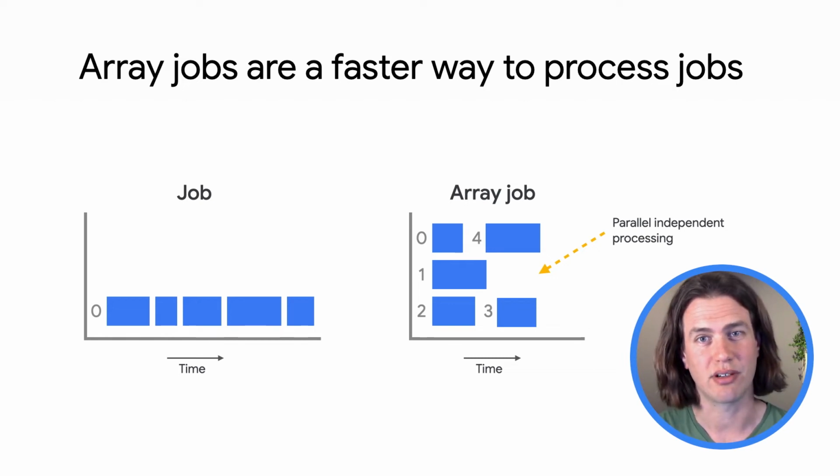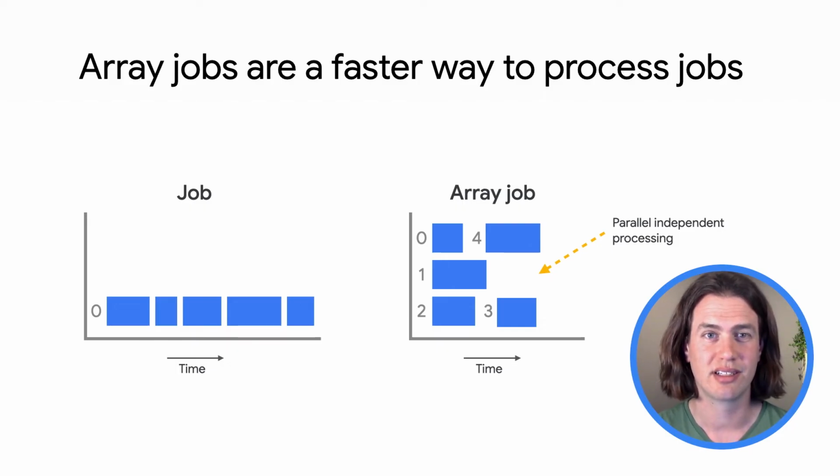If you're thinking about other use cases, the key word to remember here is independent processing. There's no way for container instances to communicate with one another. But if you can split up your job into multiple independent subtasks, an array job can be much faster.